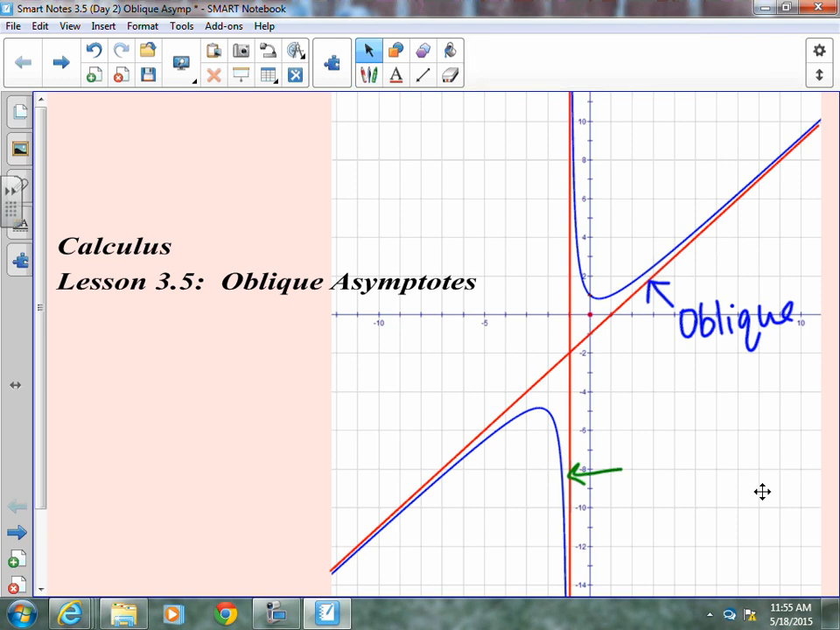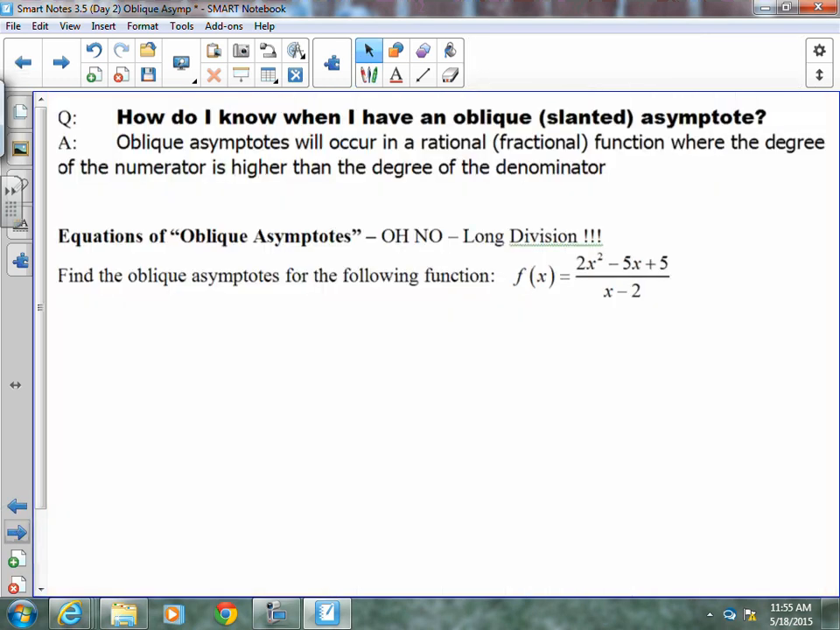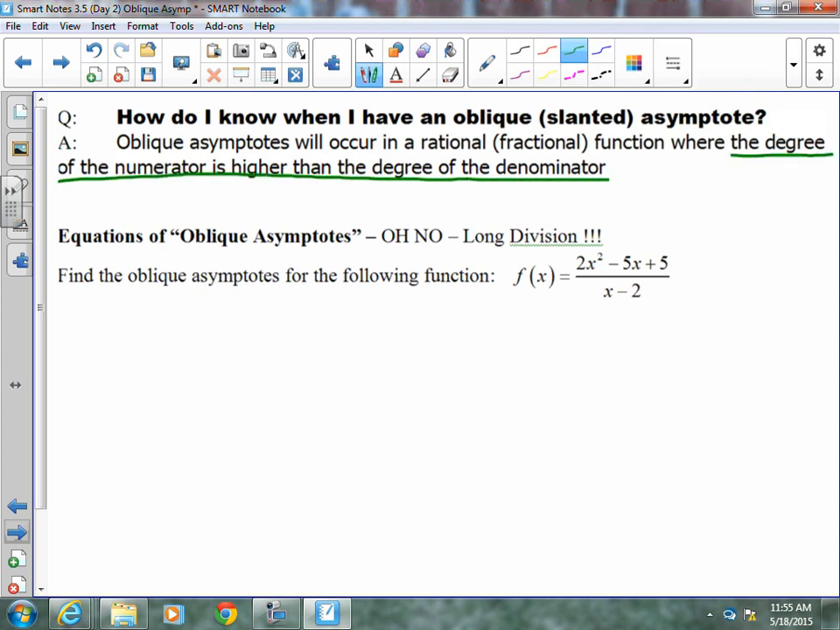So, how do I know when I have an oblique asymptote? Oblique asymptotes occur in a rational function, which is a fraction, when the degree of the numerator is higher than the degree of the denominator. How do we find them? Oh no, we must do long division.